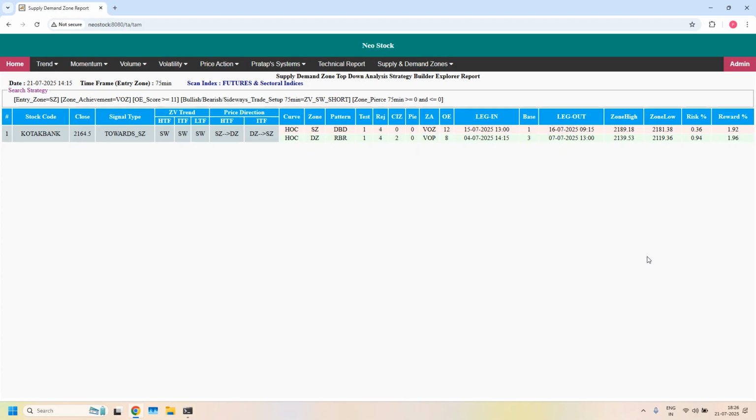Okay, this is about sideways long trades, sideways short trade setup.